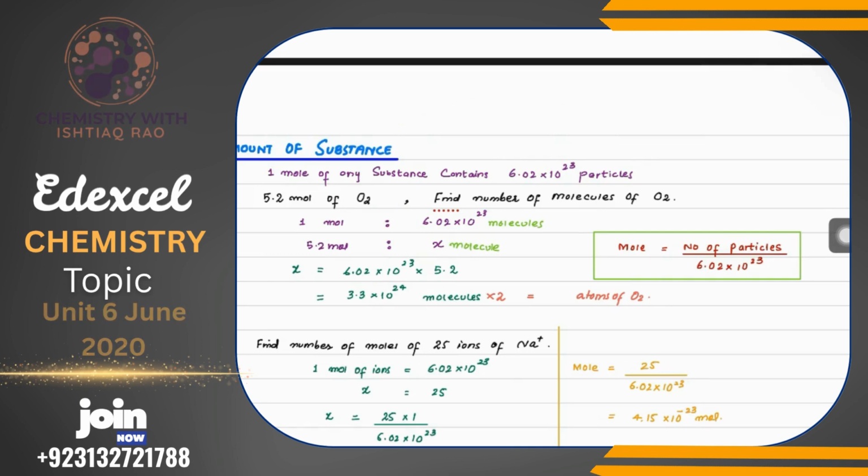Why am I going to multiply this by 2? If the examiner asks for the number of atoms rather than molecules, an oxygen molecule contains two oxygen atoms, so you have to multiply the number by 2. Because in a molecule of oxygen there are two oxygen atoms. So you have to see whether the examiner is asking about the number of molecules or the number of atoms.